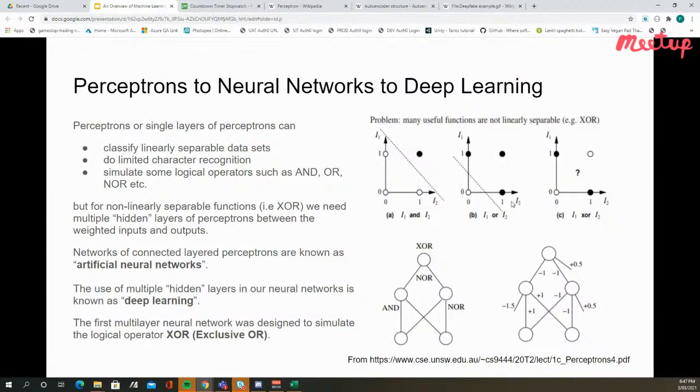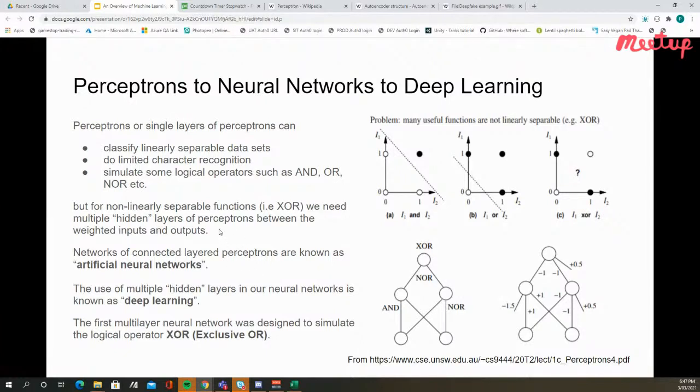Same here for A or B. You have 3 points here that return 1, and you can pass a line through it here. But this is exclusive OR, which is A or B, but not A and B. And here you can't fit a line through it. So people decided that actually there were certain problems perceptrons can't solve, and we had to extend our concept of neural networks to new layers.